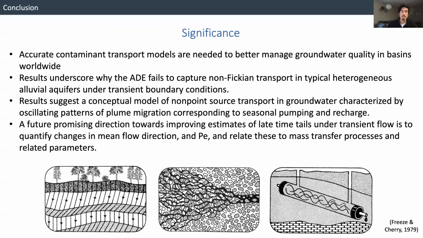And lastly, a promising way forward towards creating accurate upscaled regional models is to first understand how diffusion and advection dominant your system is, and then, as necessary, incorporate changes in the mean flow direction and Peclet number into the mass transfer processes of the model.